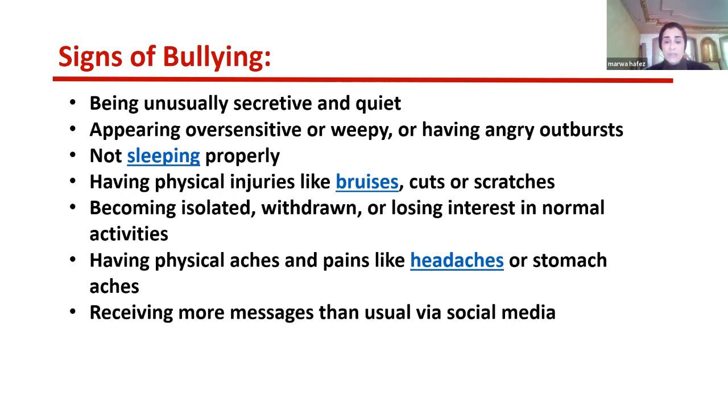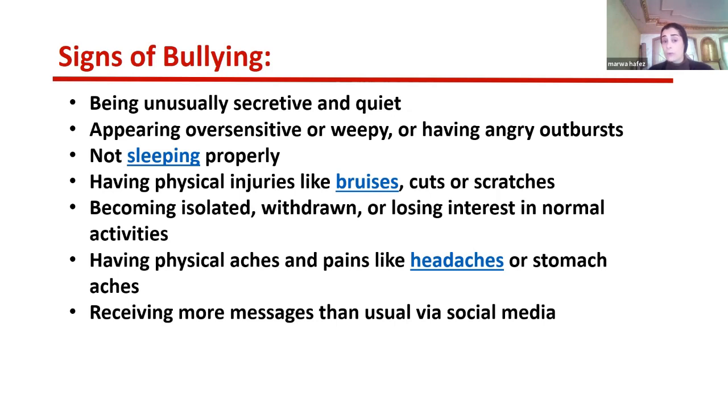Receiving more messages than usual via social media. Okay, so they can receive messages, or by the way, they can send messages, or for example, they can post things on social media like Facebook, Instagram, or TikTok. If I find my daughter's posts are not normal, she's talking in a way that's different from her usual self. She's always talking about her inner feelings, how frustrated she is, that she doesn't like the world, she hates people, she doesn't like to live with others. We also have to pay attention to this.